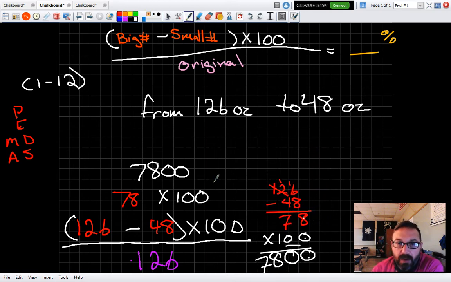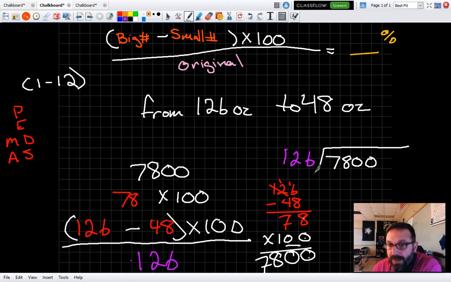And now we need to do our division. We need to find out how many times 126 goes into 7800. Okay, so how many times does 126 go into 7? 0. How many times does 126 go into 78? 0.